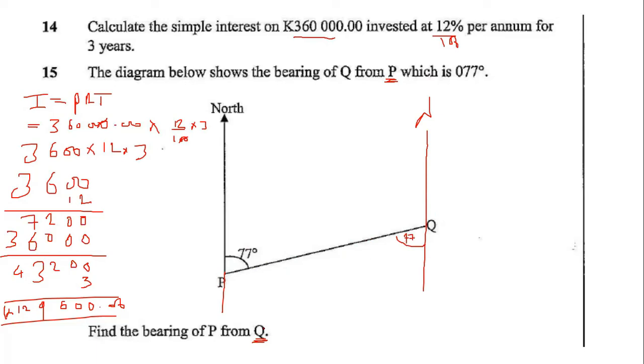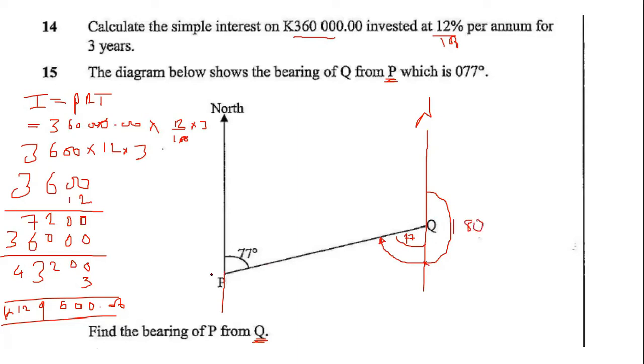All right, now what does it mean? They are saying find the bearing of P from Q. So it means after you draw your north here, you are going to start from there all the way up to where you meet a line coming from P. So this is the angle that you want, from there all the way up to there. But you know, this is a straight line, so angles on a straight line add up to 180.